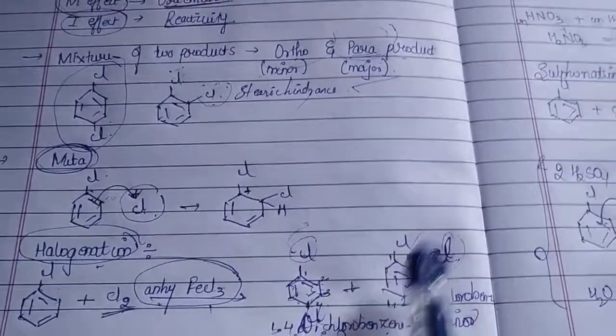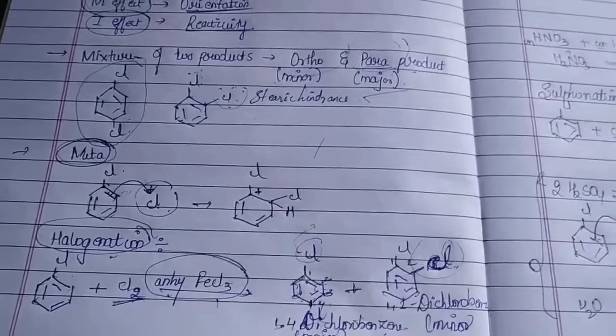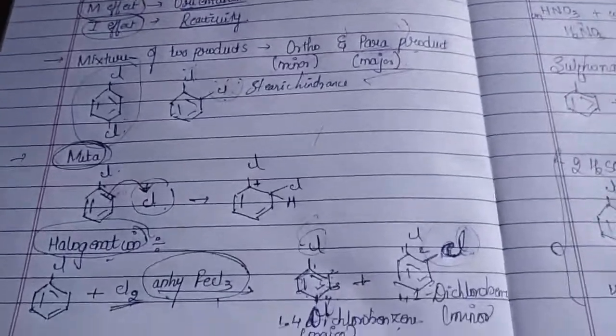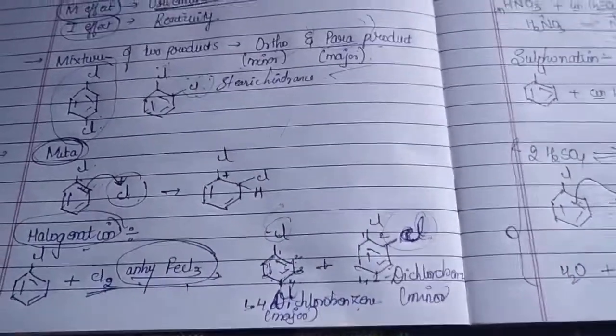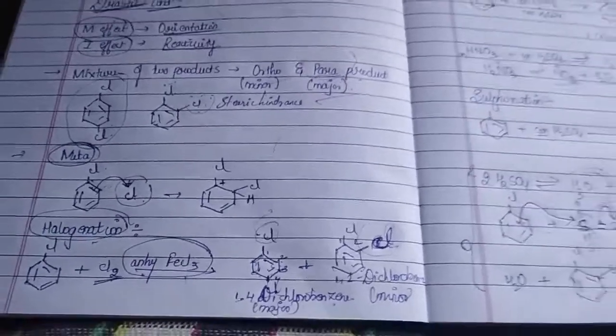Is that clear? In certain cases it can have a twist also, but I'm not going to explain it now. I don't want to confuse you. Just remember that whenever we are treating our chlorobenzene with an electrophile, we are going to get an ortho and a para product. Para will be the major, ortho will be the minor.